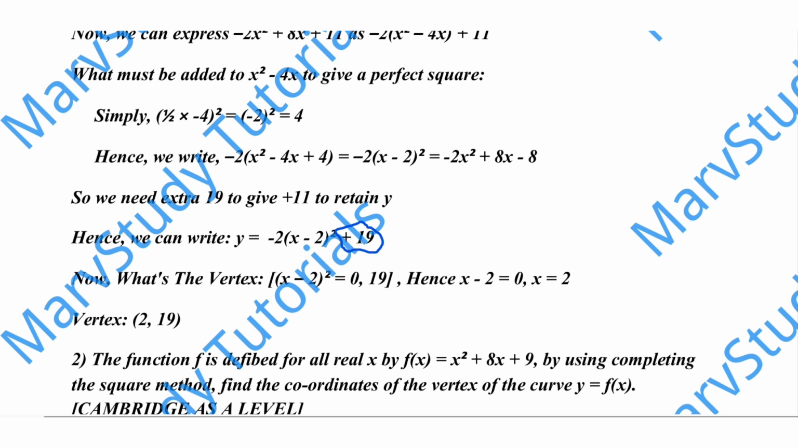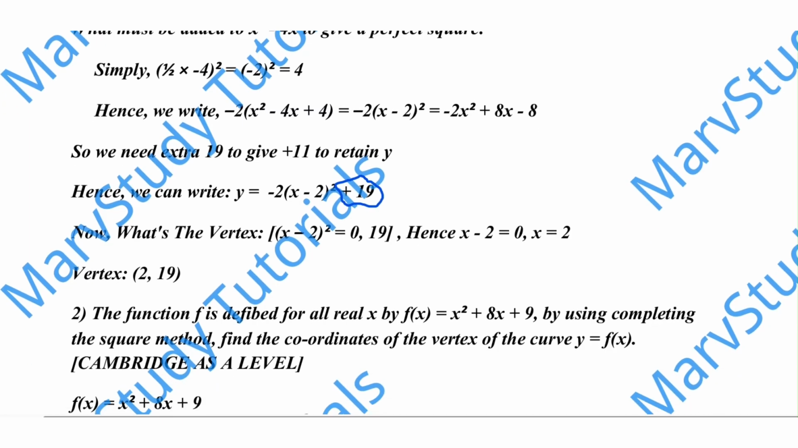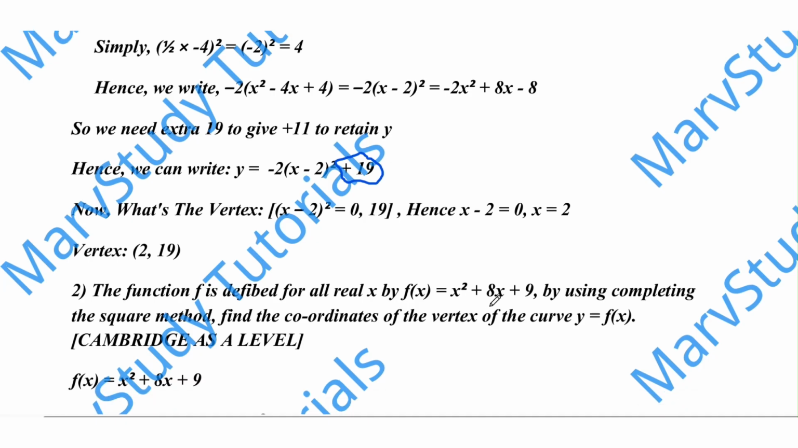It's still the same old thing we've been doing from the beginning part of this video. We do not consider the constant term for now. We look at the terms that have the x values. That's x squared plus 8x. And we ask, what must be added to x squared plus 8x to give a perfect square? That's simply half of the coefficient of x. Half the coefficient of x in this case is 8. Half of 8 is 4. Then remember, don't forget to square it. 4 squared is what? 16.